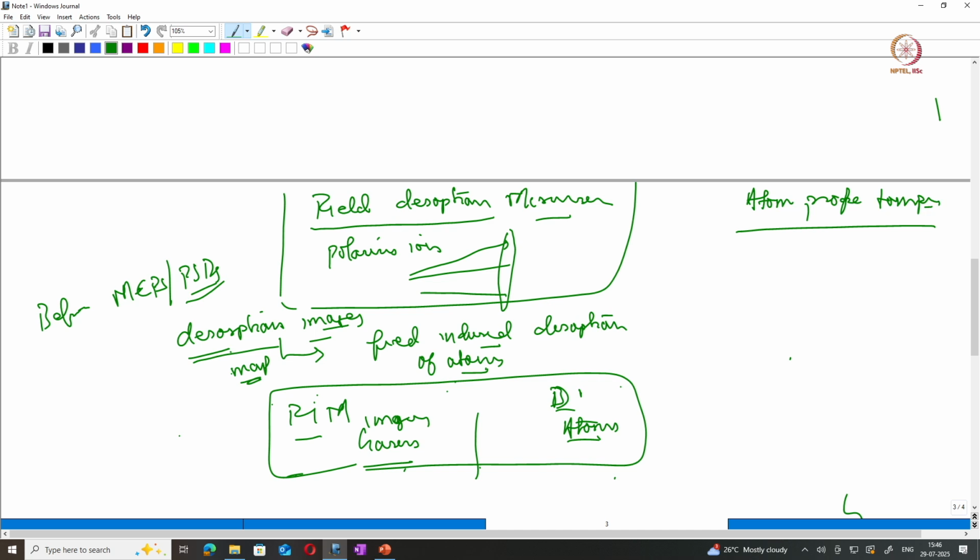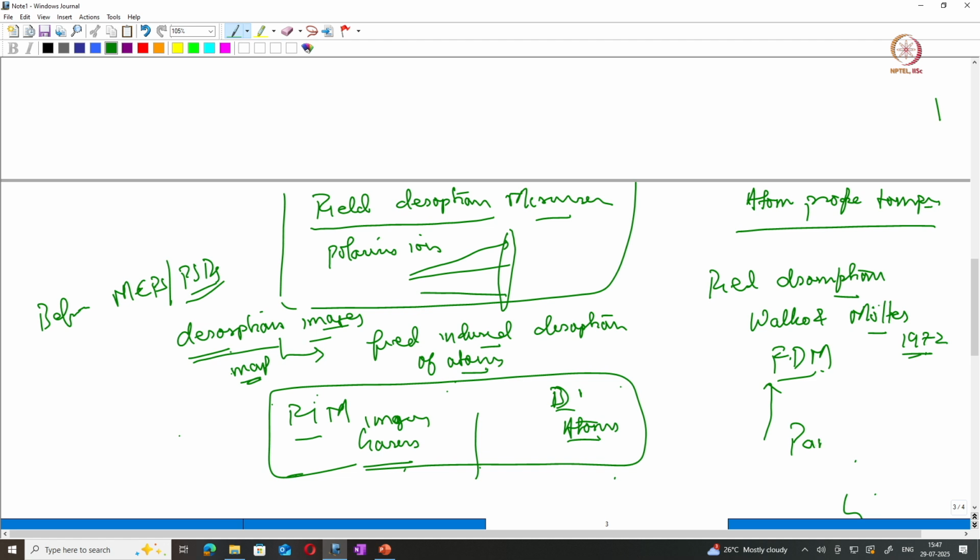The first field desorption image was shown by Vokal and Mueller in 1972. They called it an FDM image. Then Mueller's student Dennis Panitz attached time of flight spectroscopy to these FDM. So this was related to your atom probe.